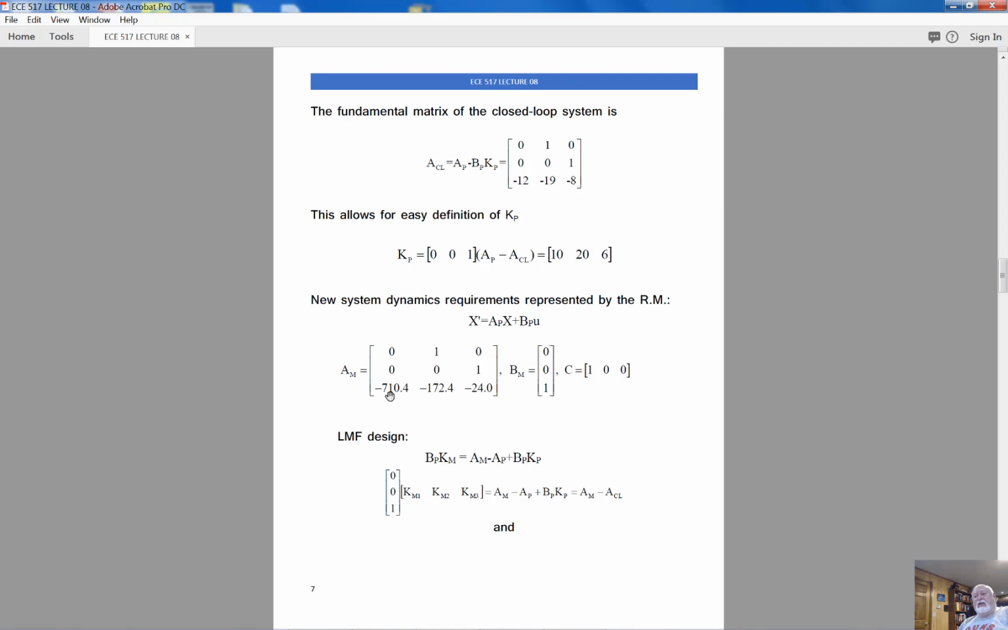So, in this reference model, I don't have a way of telling you what eigenvalues are, but it's surely a system with all eigenvalues in the left-hand side of the complex plane. It's a stable system, and so on and so forth. Our goal now is to define matrix Km.